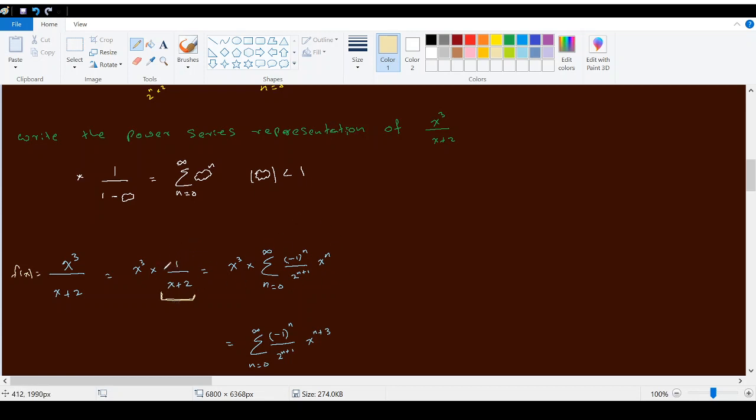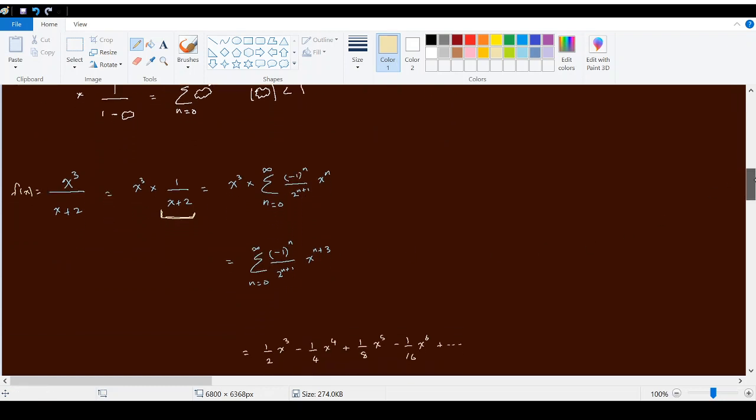So it's just a matter of multiplying the power series representation of this one with x to the power 3. Then these constant terms will stay the same and you will get x to the power n plus 3, because x to the power n times x to the power 3 will be equal to x to the power n plus 3. So this is the power series representation of x cubed over x plus 2.